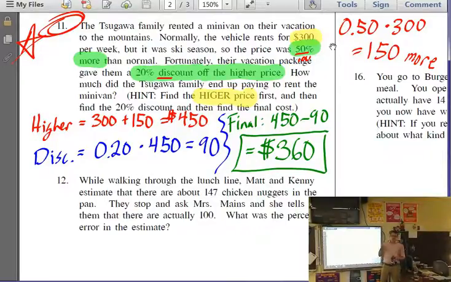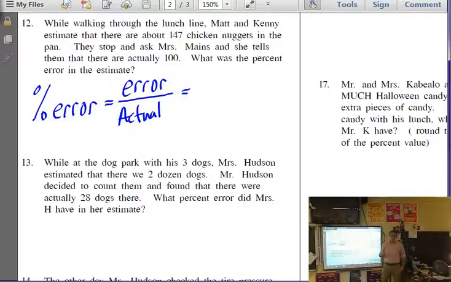I'm going to pause this for just a second, then I will come back and do your percent error problems. So percent error is again a percent.